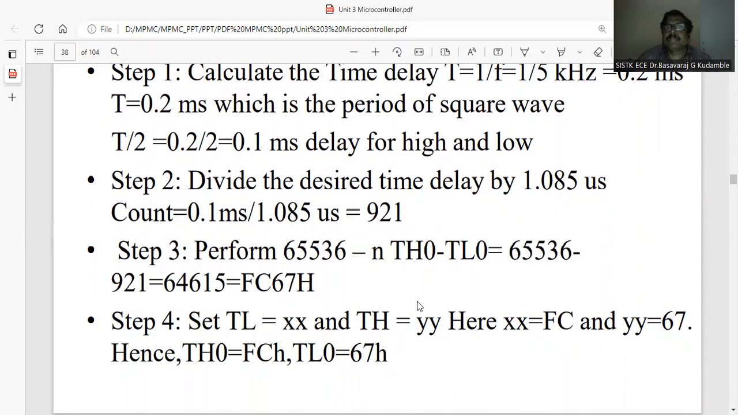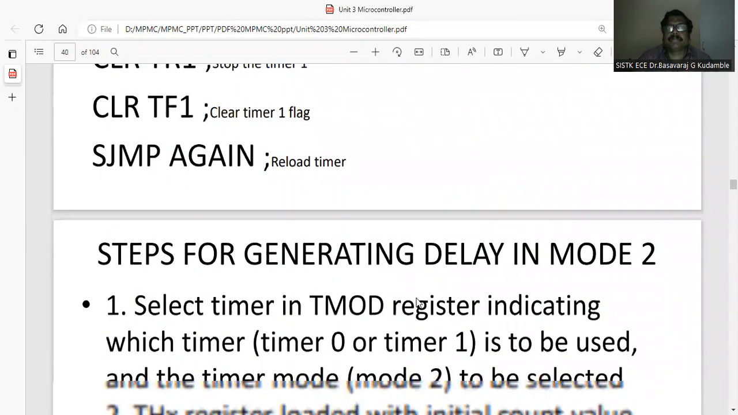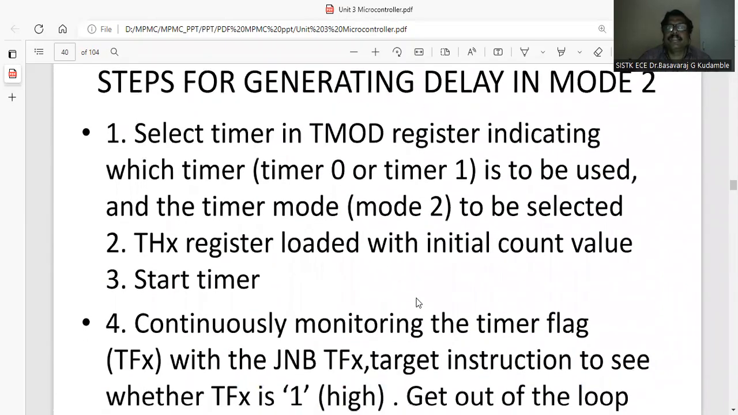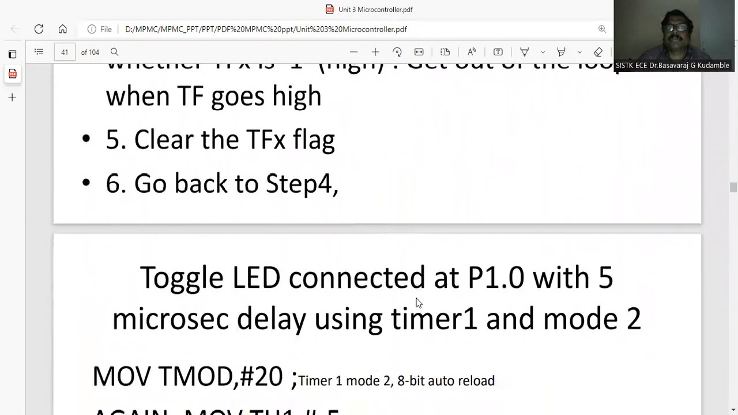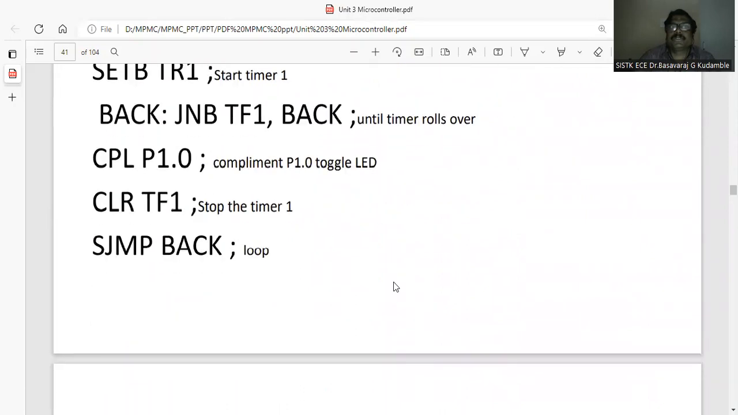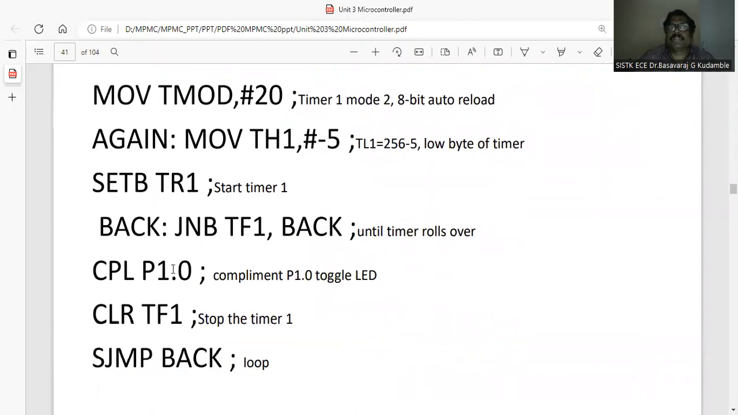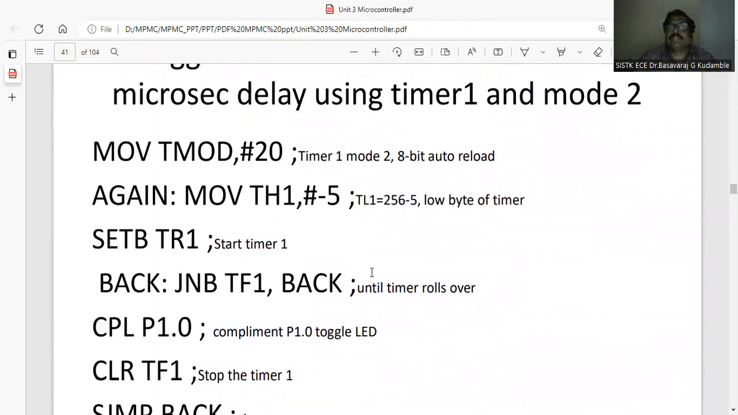So similarly, the same procedure you have to follow to generate the delay. Similar procedure. So in mode 2, auto reload mode, it is an auto reload mode. So once you load, you need not load repeatedly. That is the advantage of mode 2. So here we are using mode 2. So every time we are going to complement, means toggle, the LED.